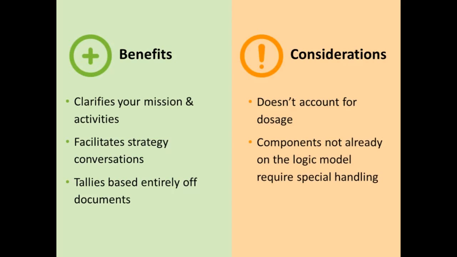Components not already on the model require special handling. This exercise will not count activities or intended outcomes that are not included in the model. As shown earlier, if certain components not already in the model deserve attention, you may choose to track them. Finally, heat mapping relies on the clarity of program descriptions. This is the other side of the coin from the benefit mentioned earlier. Since numbers are tallied entirely based off how a program is described, they're only as accurate as the descriptions. They cannot account for additional information a group is not reporting or does not know is relevant.